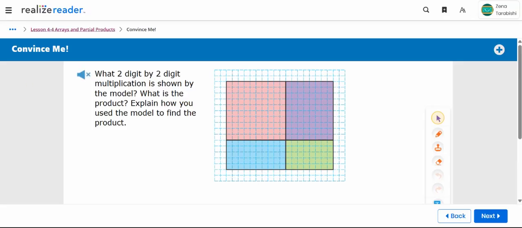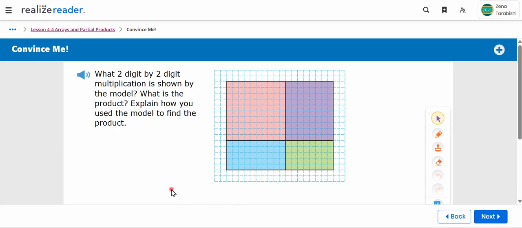What two-digit by two-digit multiplication is shown by the model? What is the product? Explain how you use the model to find the product. So you've actually been multiplying using arrays for a while now. The main difference is that now we're going to be using the arrays and of course different colors, so that way you can see what these arrays are symbolizing, especially for two-digit numbers.